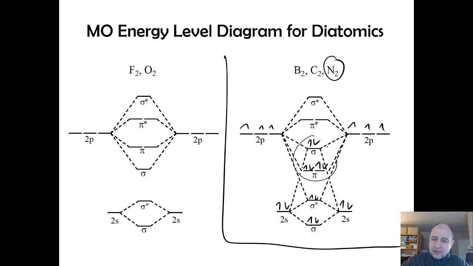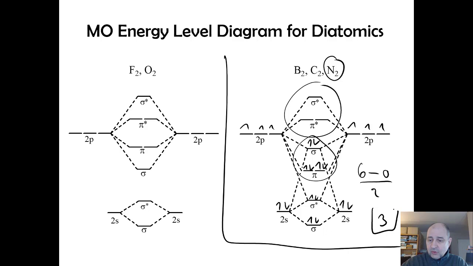We have 6 bonding electrons and no anti-bonding electrons, and we divide that by 2, and we get a bond order of 2. Everything is paired up, so it is diamagnetic, but we also have vocabulary here.